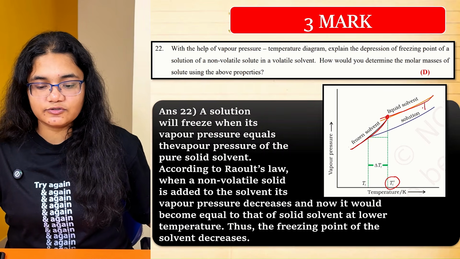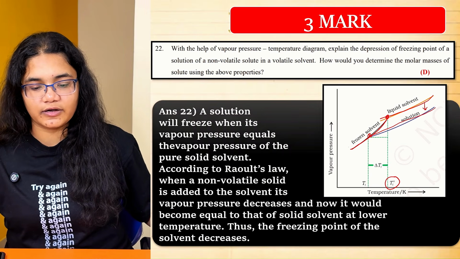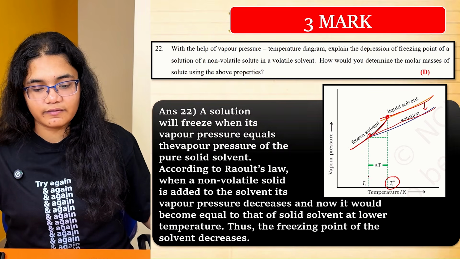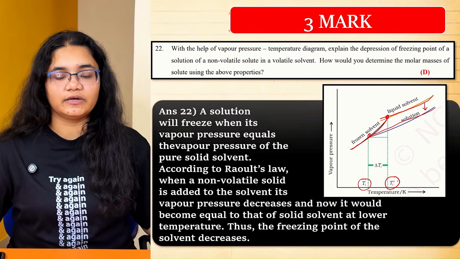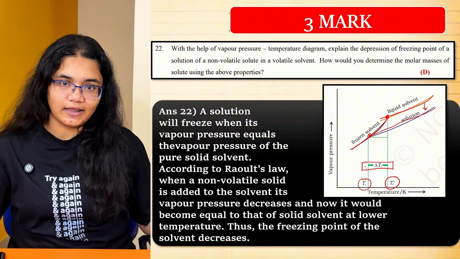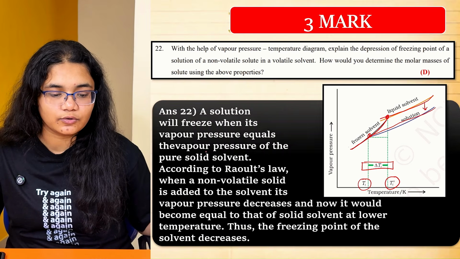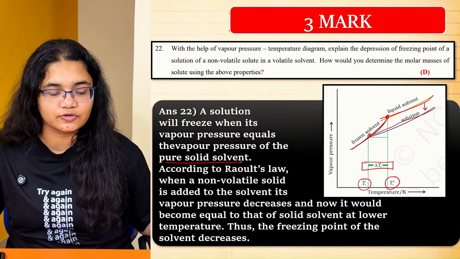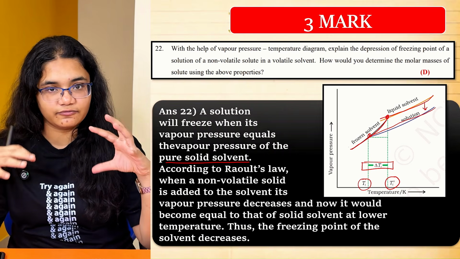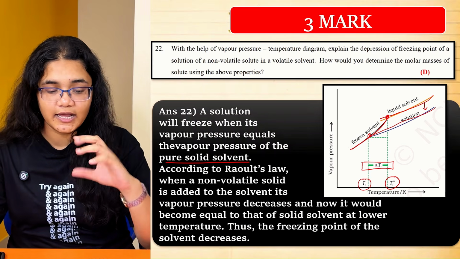Now when you have added a solute, the vapor pressure will decrease, and the point where it touches the frozen solvent curve is called the Tf value, with T naught f and Tf. This difference is called delta Tf. A solution will freeze when its vapor pressure equals the vapor pressure of the pure solid solvent.